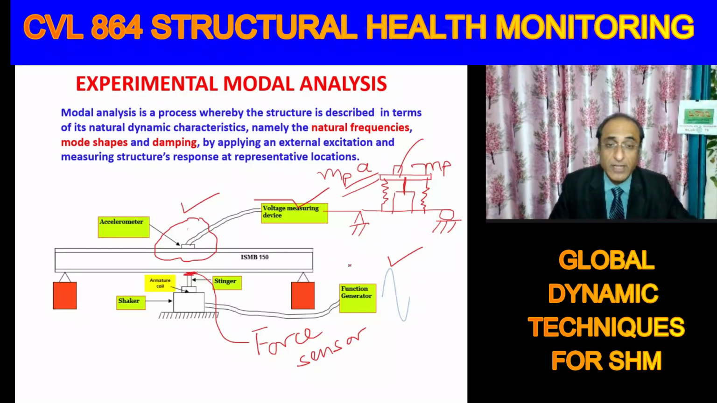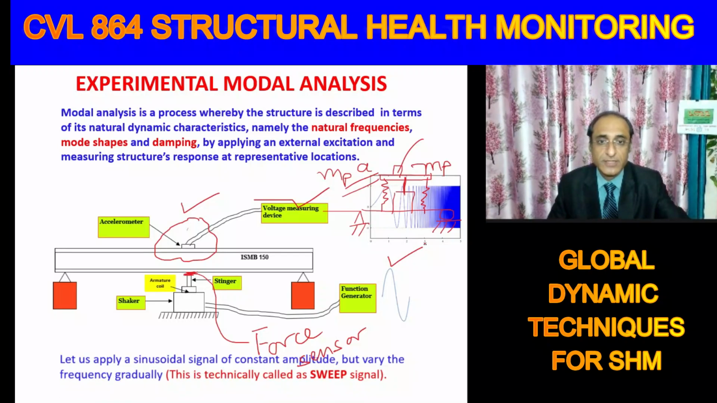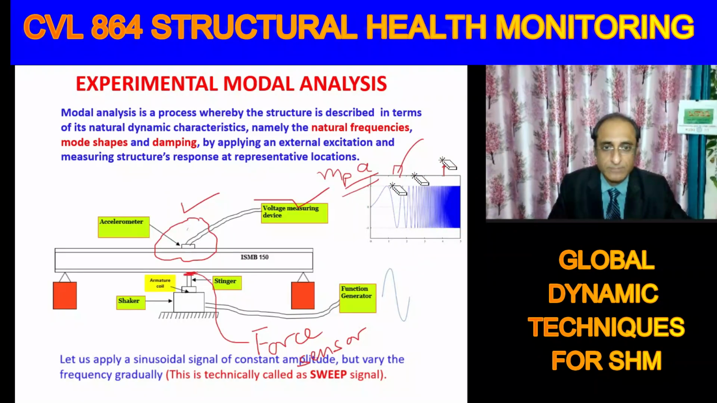Or we can also generate a sweep signal. Do you understand what a sweep signal is? A sweep signal means it's a signal like this. Let me just use the eraser to show you more clearly. So this is a sweep signal. Now what can you make out from this kind of signal? Are you familiar with this kind of signal, a sweep signal?